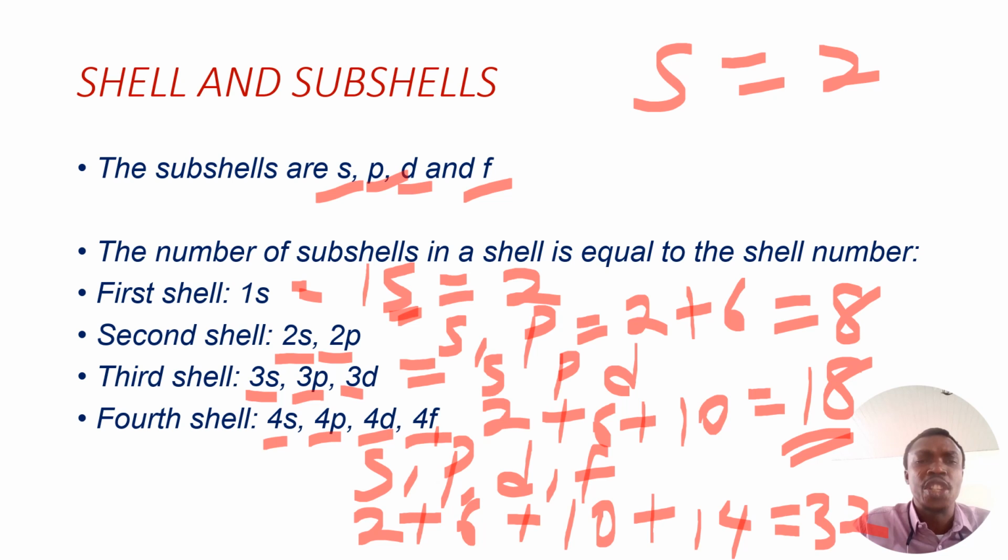So the number of subshells in a shell is equal to the shell number. The first shell has one subshell. The second shell has 2 subshells, which are S and P. The third shell has 3 subshells, which are S, P, D. The fourth shell has 4 subshells, which are S, P, D, and F.